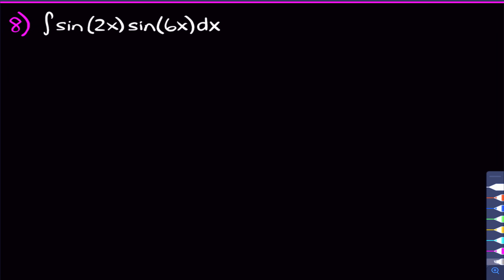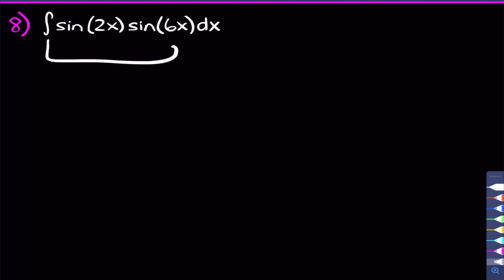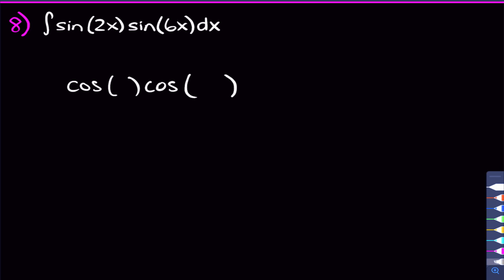Problem 8 is something different that we haven't dealt with yet, and that's when you have two trig functions being multiplied together. Really, you only deal with sines and cosines with this. And some calc classes don't even go over these types of integrals, so this might not even apply to you. But you can see a couple different cases here. You can see two sines being multiplied together with different angles. You can see two cosines being multiplied together with different angles. And you can see a sine and a cosine being multiplied together with different angles. And all of these have their own identities.